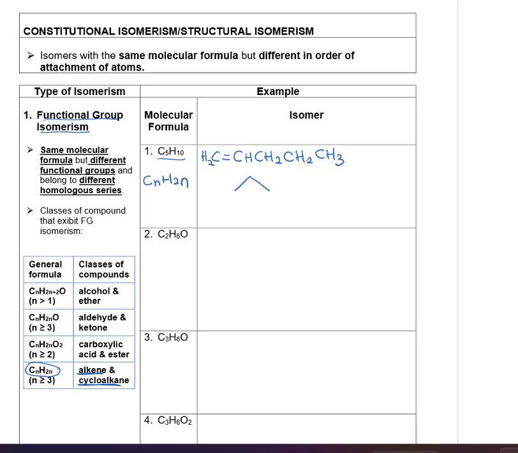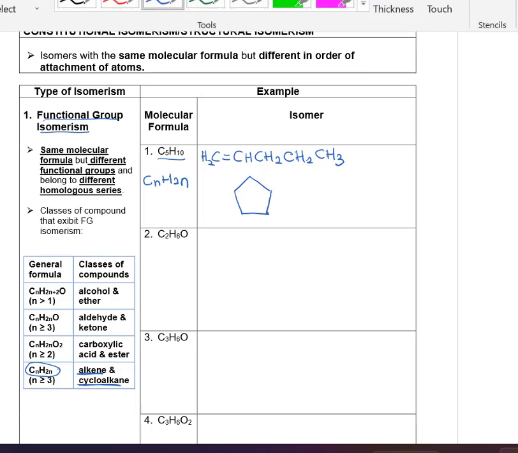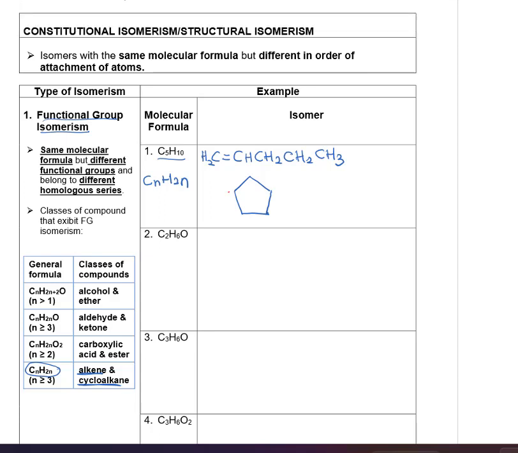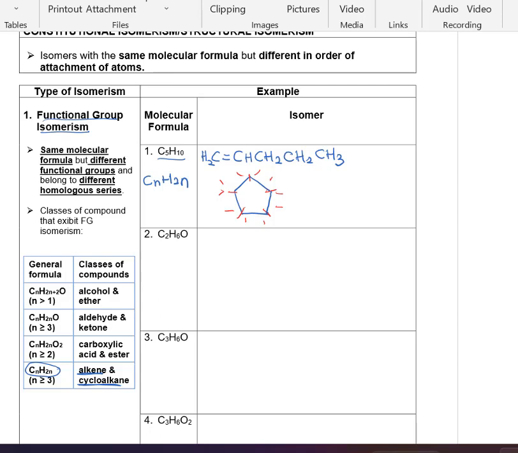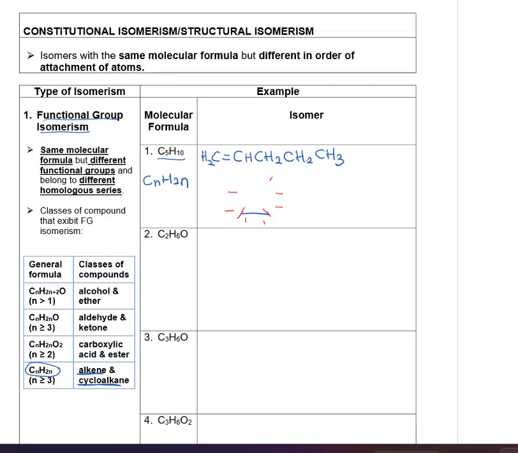So I can draw another structure, which is a cycloalkane, a different functional group. Here I also have 5 carbon and 10 hydrogen. So for CnH2n, I can draw an alkene and I can also draw a cycloalkane. Both of them have different functional groups.